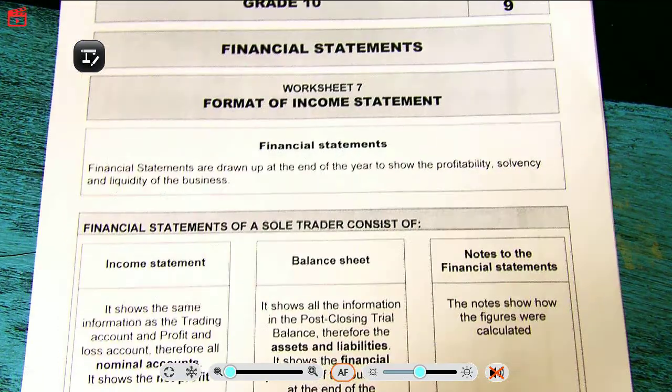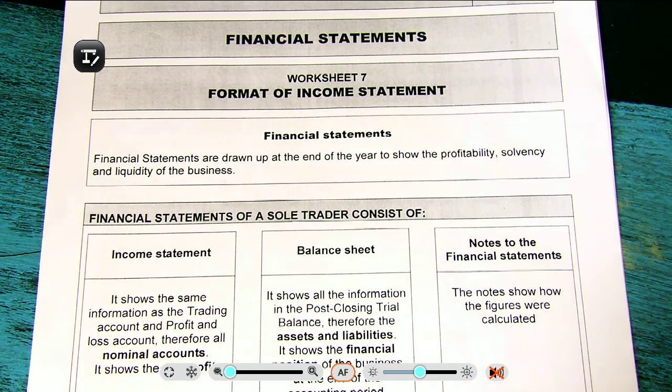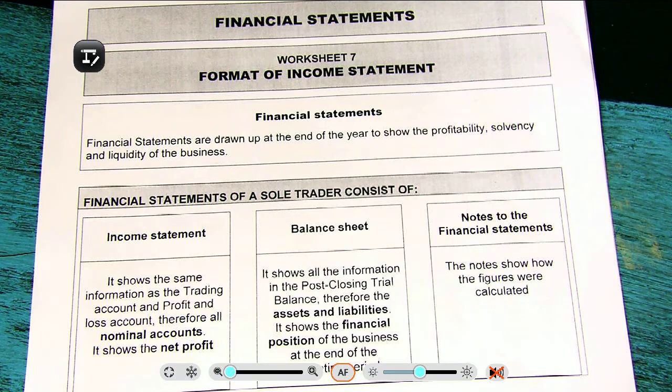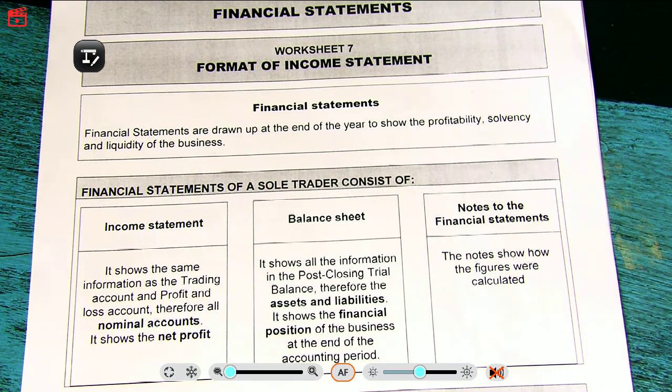So the format of an income statement, how about we start there? Okay, so an income statement. Financial statements are drawn up at year end to show the profitability, solvency, and liquidity of the business. These are words you're going to see coming up often lately: profitability, solvency, liquidity, that we're going to need to deal with.